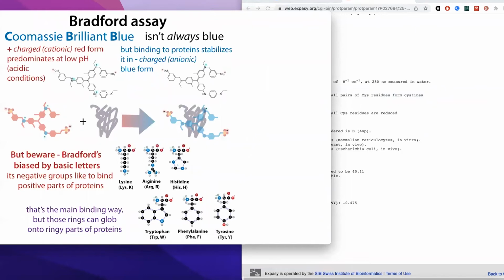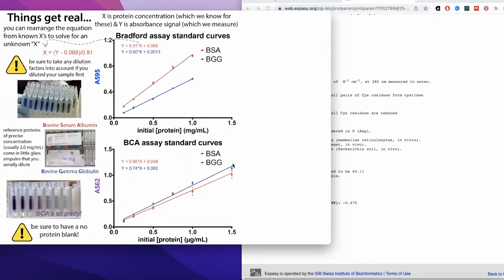But note that this one is going to be biased by basic amino acids, so lysine, arginine, histidine, as well as things like tryptophan, phenylalanine, and tyrosine. So it gets biased by these aromatics as well. What happens in the Bradford assay is that BSA is not that great of a protein to use as a standard, despite the fact that we often use it as a standard.